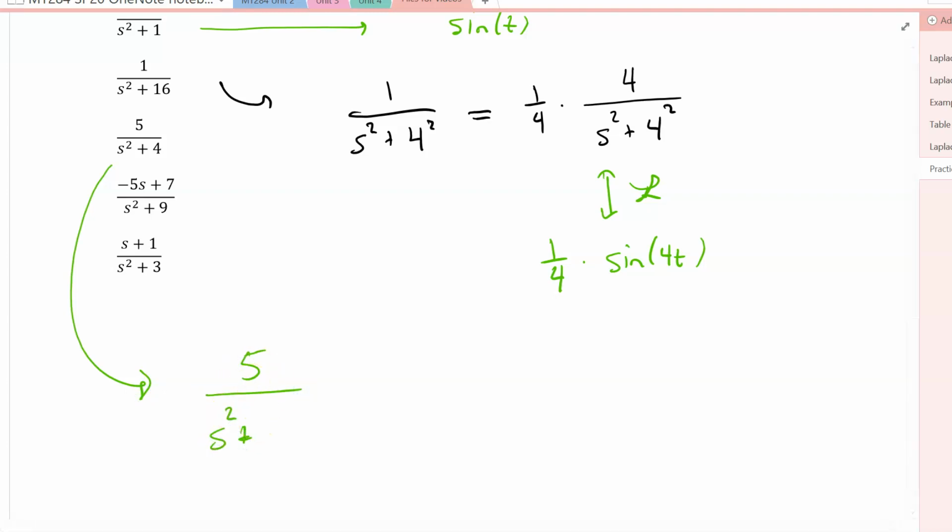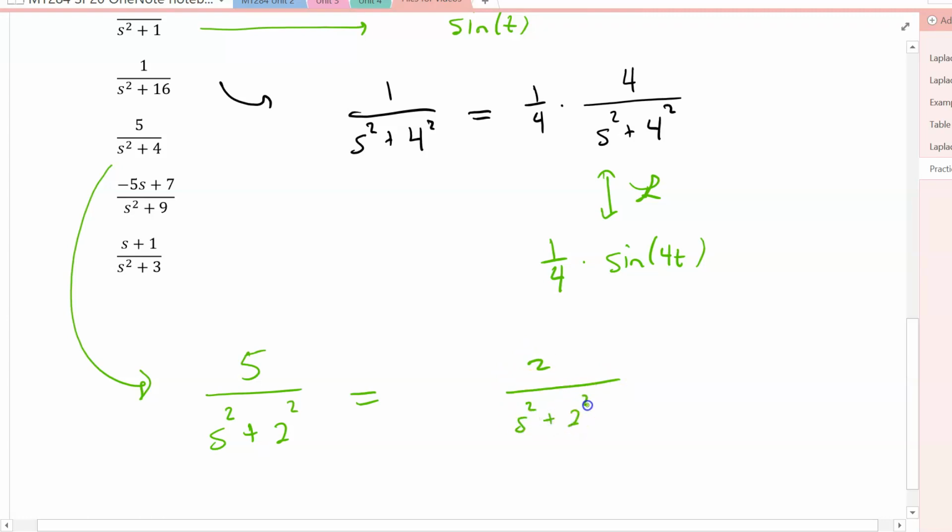Well, what is omega in this case? Again, it's always s squared plus omega squared. So if we're thinking about that as something squared, it's going to be 2. Well, that means we would want a 2 on top, not a 5. So what we want to do for this one is manipulate that a little bit. We want to definitely say that this is 2 on top over s squared plus 2 squared.